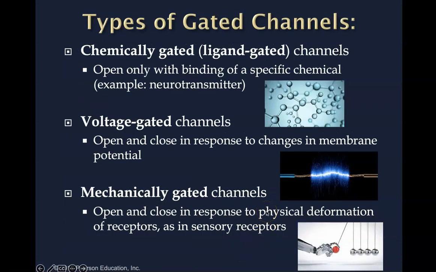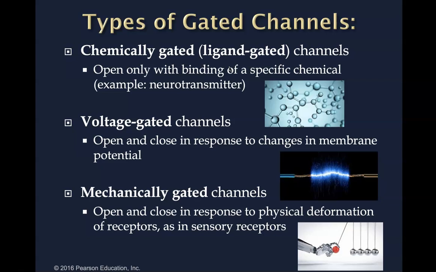And so, here's my slide on the types of different gated channels. So we have these 3 different types of gated channels. We have chemically gated channels. Sometimes they're also called ligand gated channels because, remember, the binding of that chemical to a receptor makes that chemical a ligand. So both names are appropriately used. So these chemically gated channels just require the binding of a certain type of chemical to open up that channel. We already talked about this when we talked about neuromuscular junctions, right?